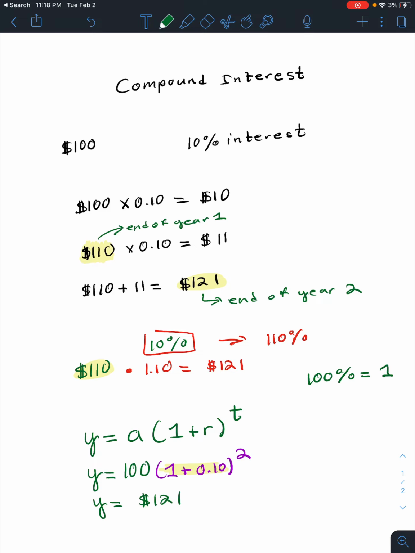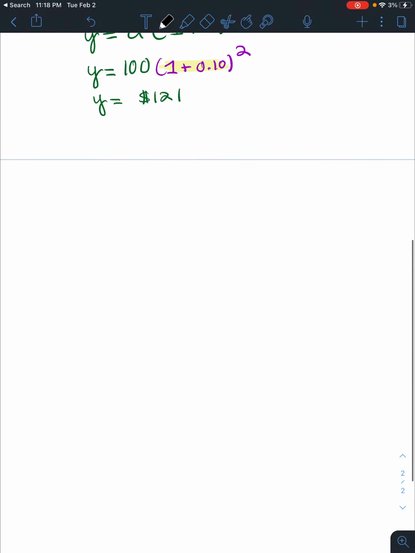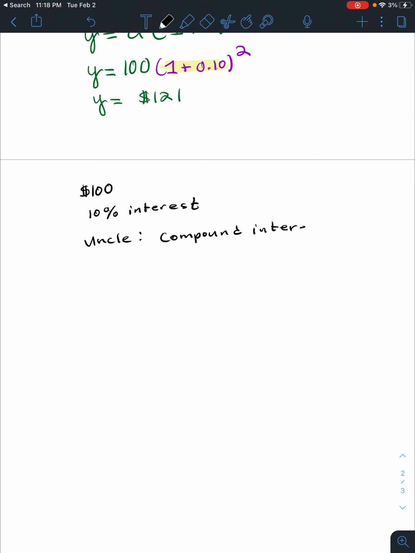Now we're going to move on and we're going to keep the same scenario rolling. So once again, you have $100. Your parents are paying you 10% interest. And now your uncle comes and your uncle wants to teach you a different lesson. Your uncle wants to teach you about compound interest.